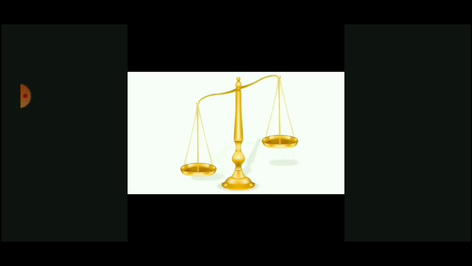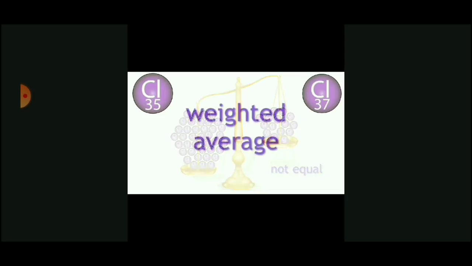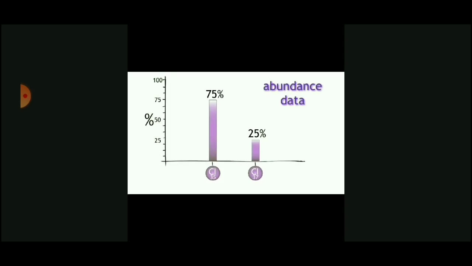Now for instance, take a balance and place chlorine-35 atoms on one side and chlorine-37 atoms on the other side. They are not equal. Remember, chlorine has two isotopes. You will write it as Cl2, so the atomicity of chlorine is 2. To calculate the weighted average, let us take their relative isotopic abundance, that is 75% of chlorine-35 and 25% of chlorine-37. We take the relative isotopic mass on the x-axis and percentage abundance on the y-axis to get the abundance data.